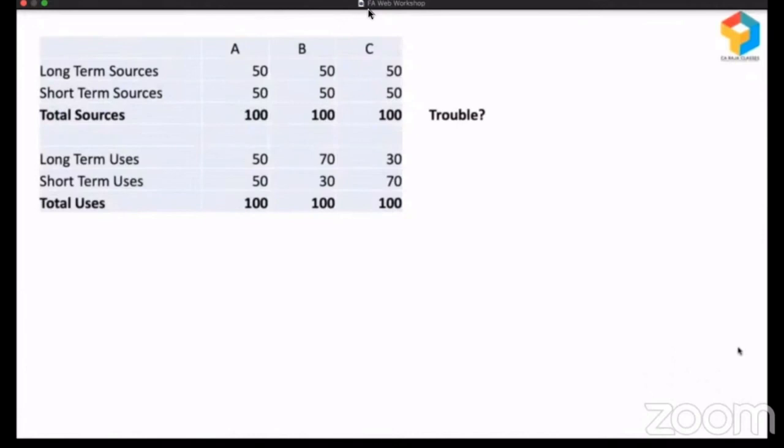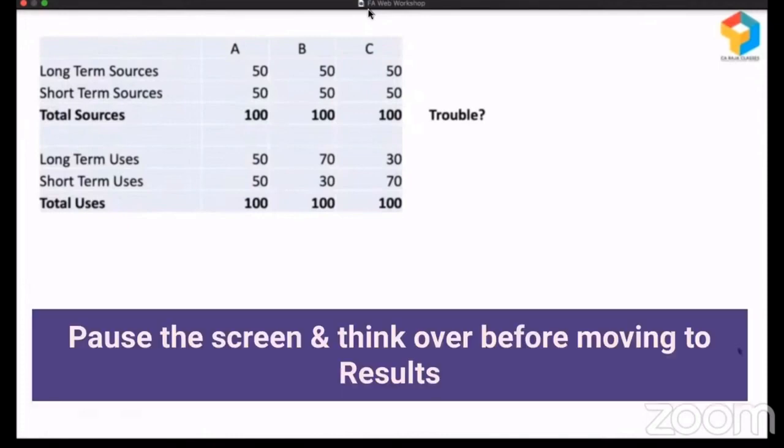Company A, they've raised long-term funds of 50. They've raised short-term funds of 50. So a total of 100, of which 50 is used for long-term, 50 is used for short-term. Company B also raised in the same pattern, but of which 70 is used for long-term and only 30 used for short-term. And C raised in the same pattern, but of which only 30 is used for long-term and 70 is used for short-term. So you have to tell me which company is in trouble.